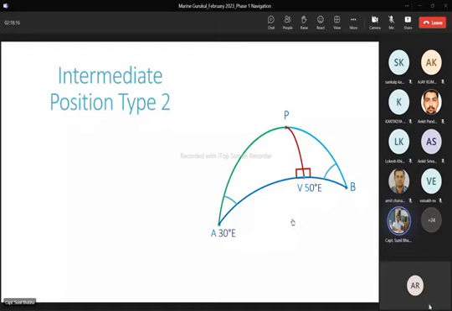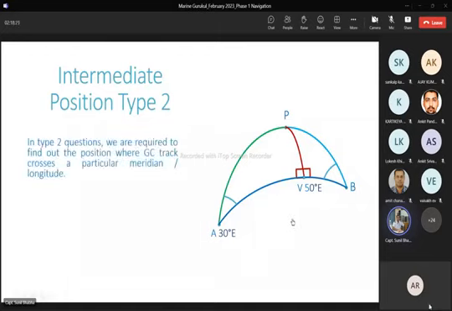Now let's see an example of the type 2 problems. In these type 2 intermediate question problems, we are required to find out the position where the great circle track crosses a particular meridian or longitude. Let's assume that our initial position A is at 30 degree east longitude, and we have also calculated the position of the vertex. So let's assume the longitude of the vertex is 50 degrees east.